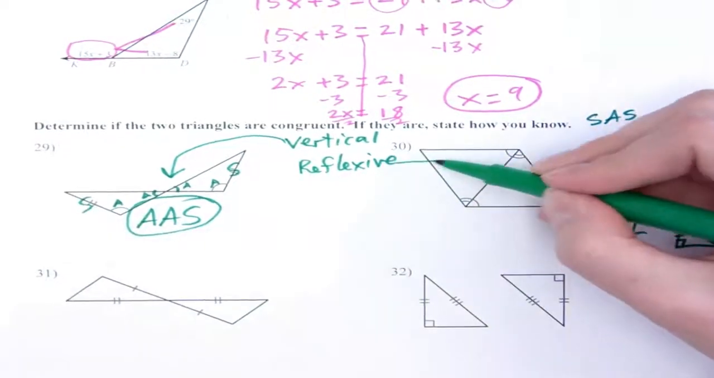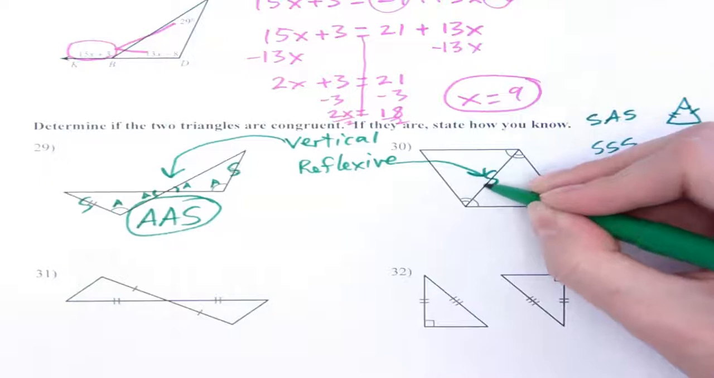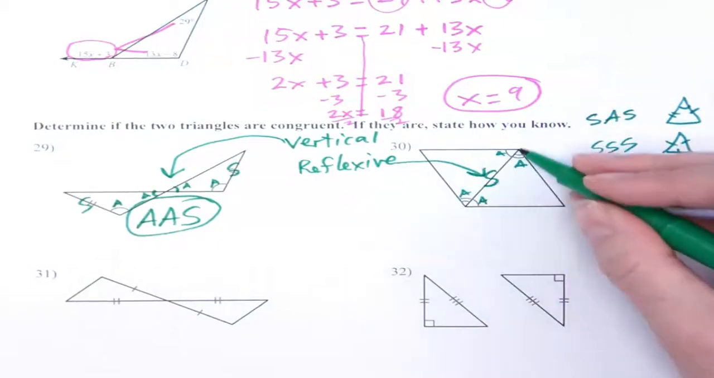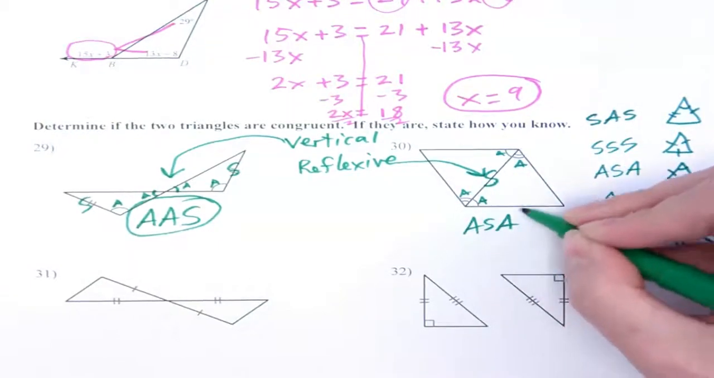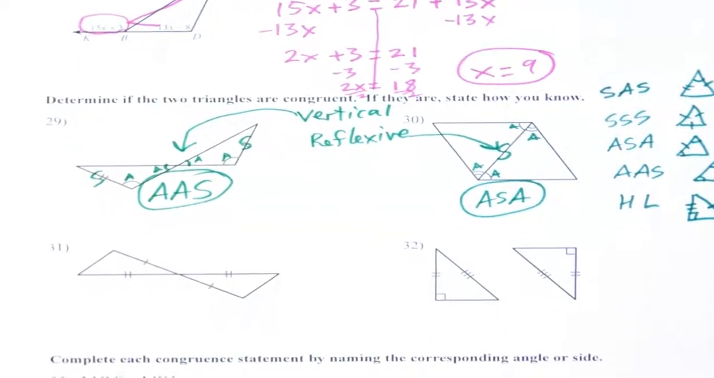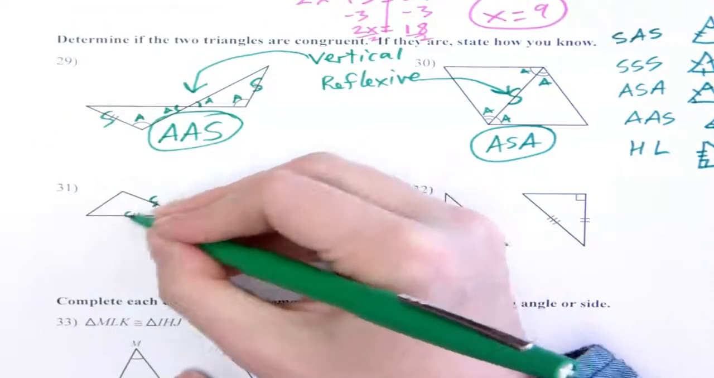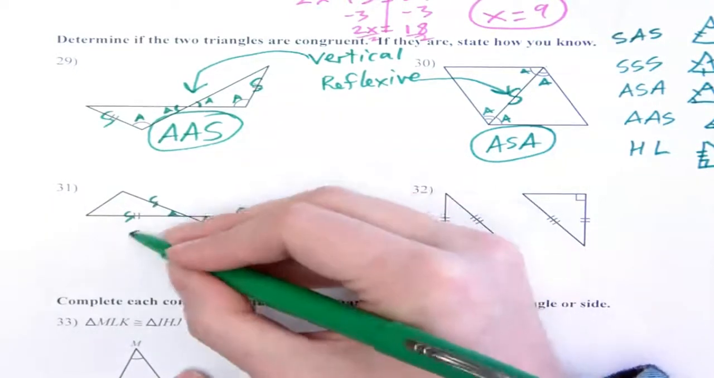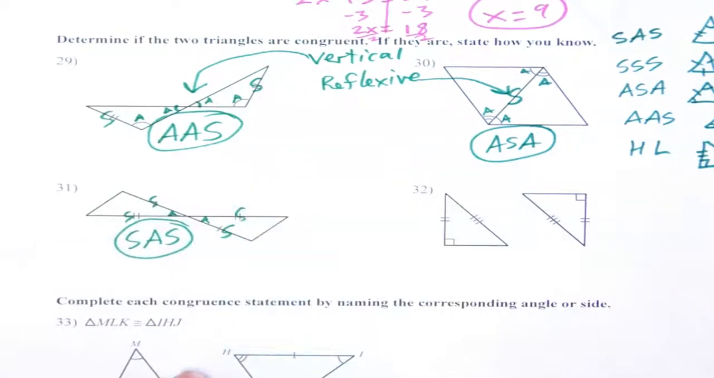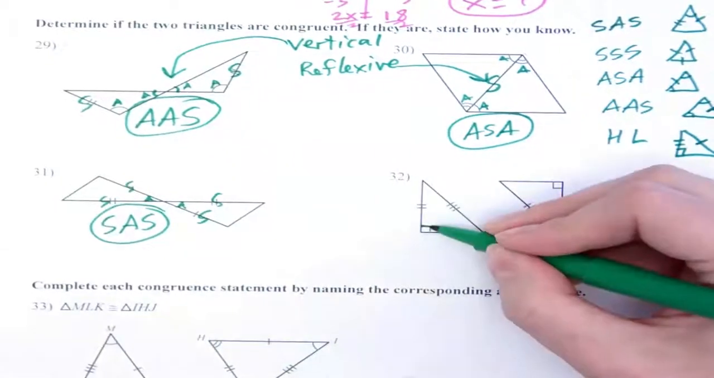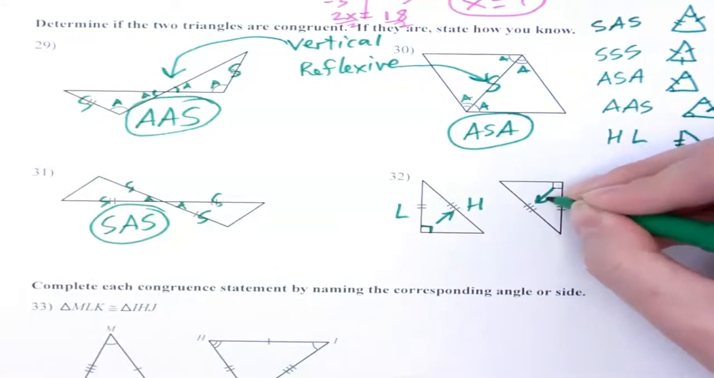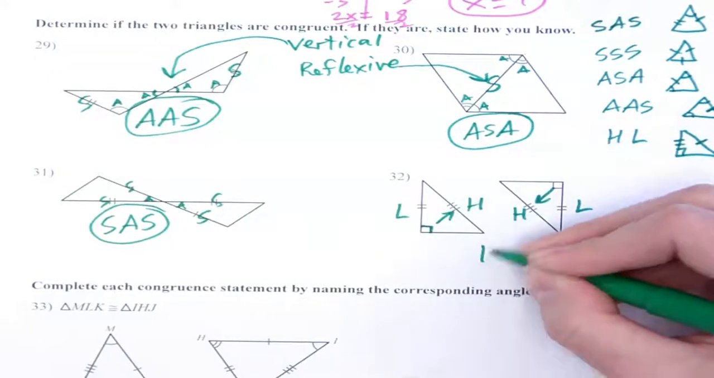Here I have a reflexive side in the middle. It's the same line for that side and this side. So here I have an angle, a side, an angle. So because the side touches all the angles, it is angle, side, angle. Here I have sides marked for me. I have those vertical angles in the middle, and so this is side, angle, side. And here I have that right angle, and I have the hypotenuse, I have a leg. Check the other one, I have my hypotenuse, and I have my leg. So this is HL.